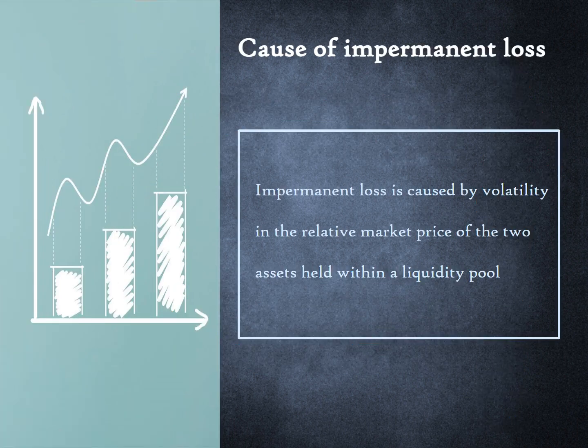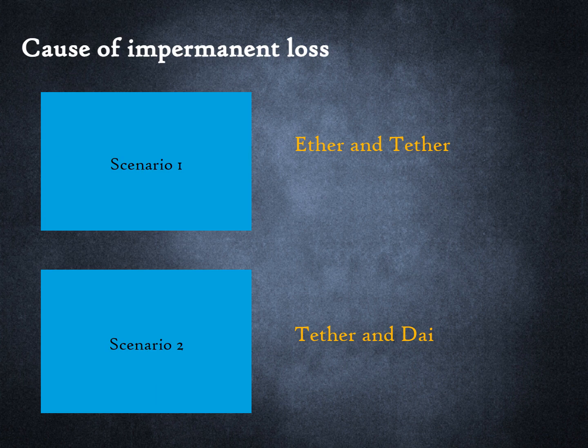Impermanent loss is caused by volatility in the relative market price of the two assets held within a liquidity pool, which causes deviation between the exchange rate in the liquidity pool and the prevailing rates in centralized exchanges. Consider 2 scenarios. In one scenario, the token pair consists of Ether and Tether. In another scenario, the token pair consists of 2 stable coins, Tether and DAI.